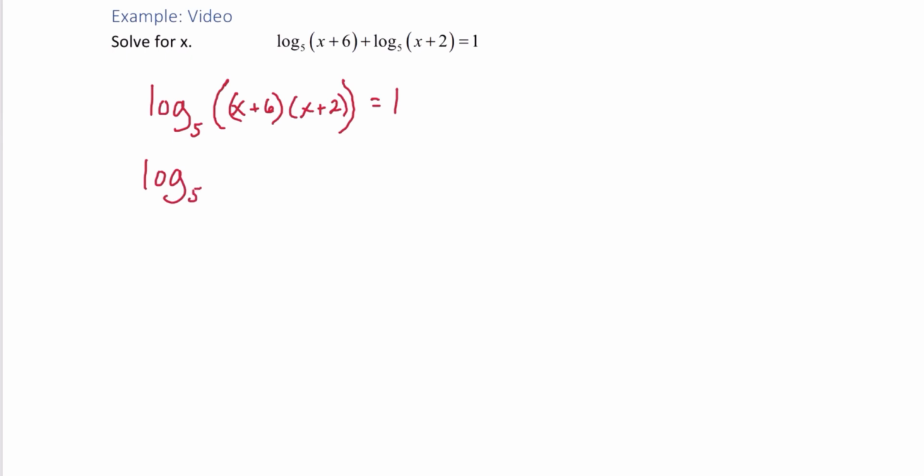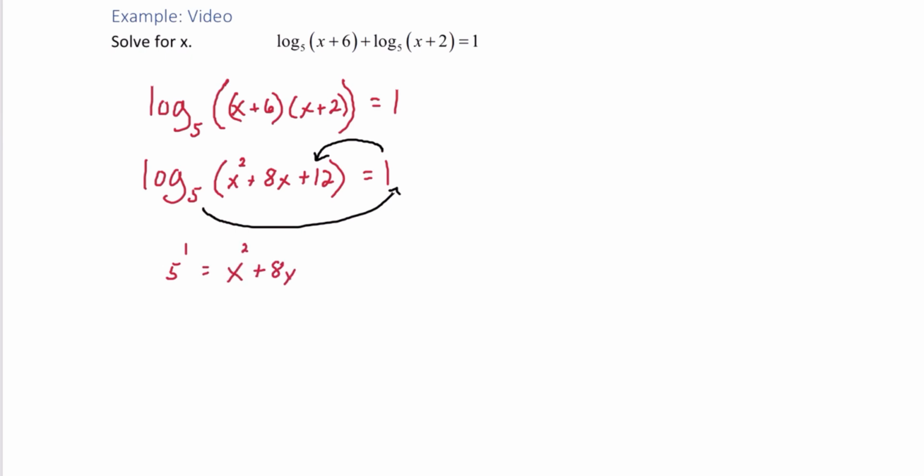Distribute that binomial. We get log base 5 of x squared plus 8x plus 12 equals 1. Now we can convert this to exponential form. Remember, the base of the log is the base of the exponential. So we're going to take that 5 and raise it to the first power and then set it equal to the argument on the log. We have 5 to the first equals the argument, x squared plus 8x plus 12.